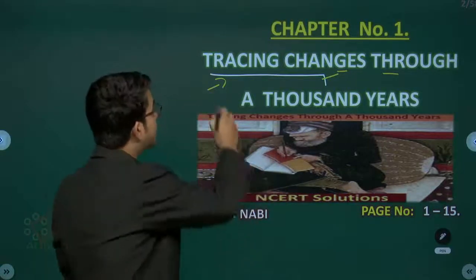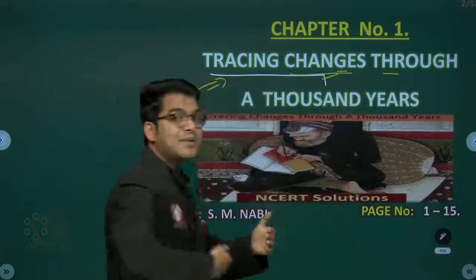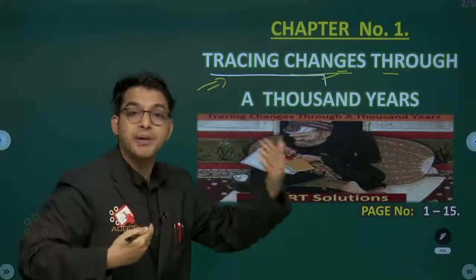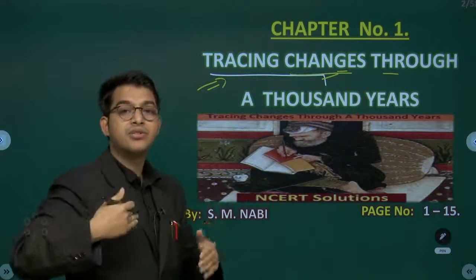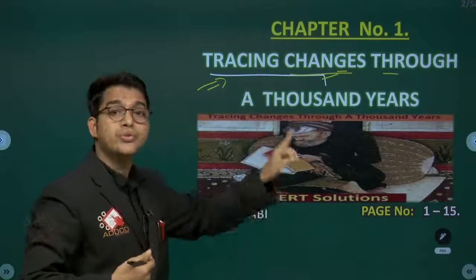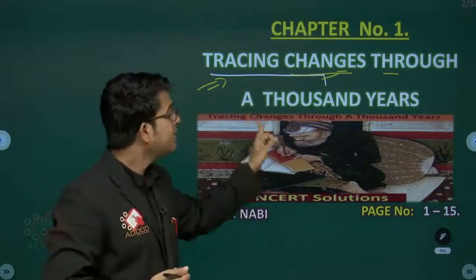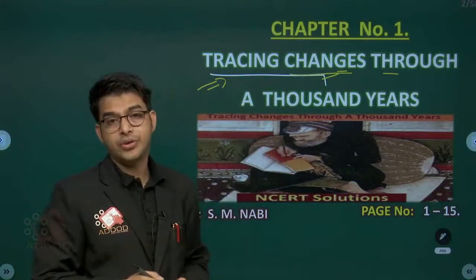So tracing, we know the meaning, searching. Changes, we know the meaning, means development, imperfection to perfection, incompletion to completion, like that. Through a thousand years means we are going to study a thousand years over here.